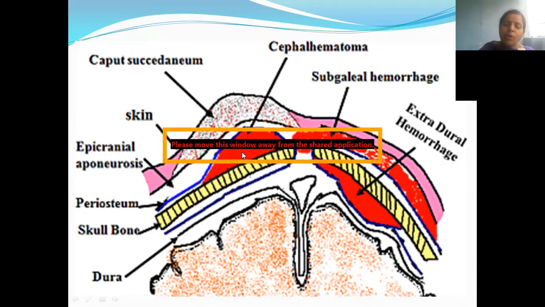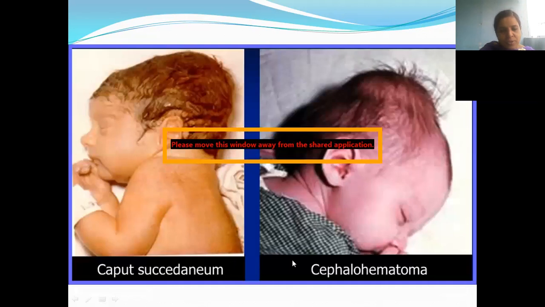Okay, cephalohematoma is a collection of blood below the periosteum. Okay, so this is cephalohematoma.